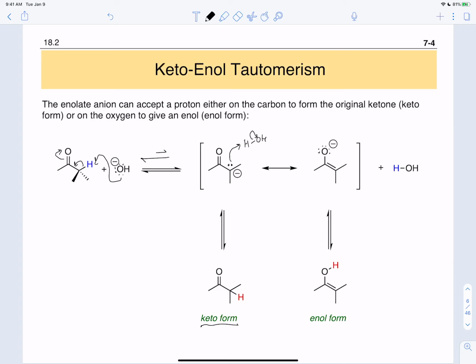But alternatively, you could also get protonation at the oxygen to give us the enol form. And so the enol form is completely different than what we would expect in terms of reactivity to the keto form. Whereas the keto form is inherently electrophilic because of the strong carbon-oxygen bond and its polarization, the enol form actually becomes nucleophilic.